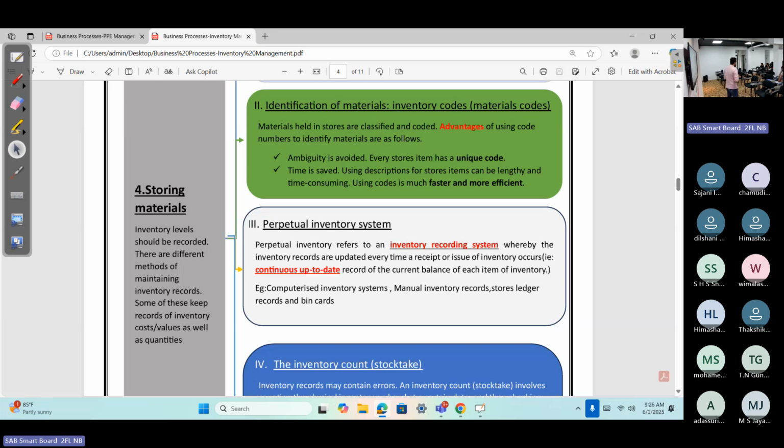So one by one we are going to discuss. We are not going to discuss ordering and purchase, already discussed under the procurement process. So we are going to start our discussion with storing materials.